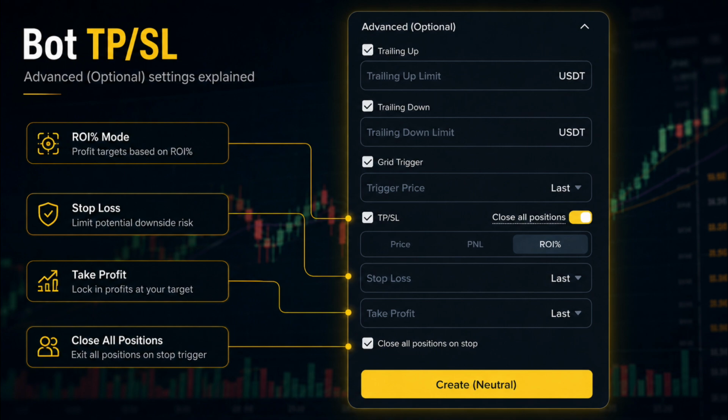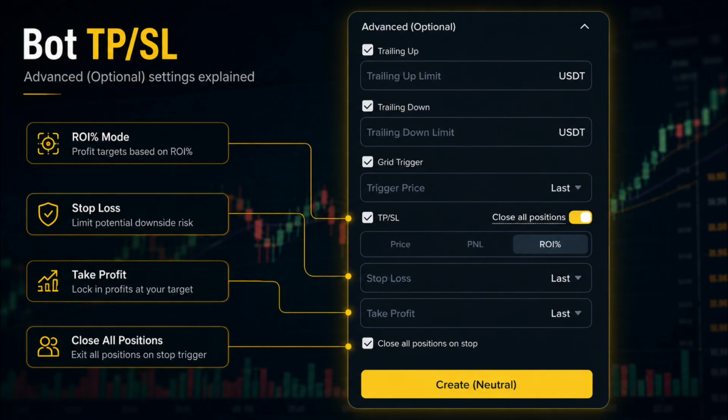Another optional setting is take profit and stop loss. We explained those in more detail in the earlier video, so here we only need the basic idea. Take profit tells the bot where to stop and lock profit. Stop loss tells the bot where to stop if the strategy moves too far against you. You may be able to set these by price, profit and loss, or return on investment percentage depending on the menu.